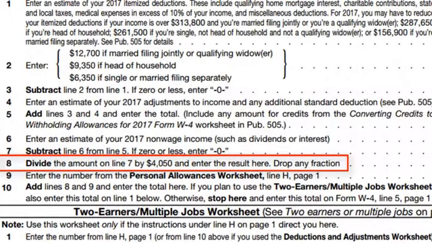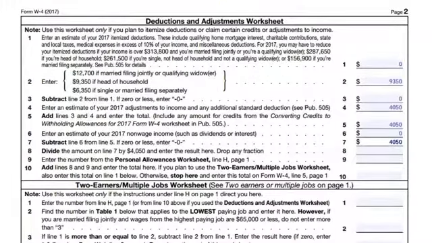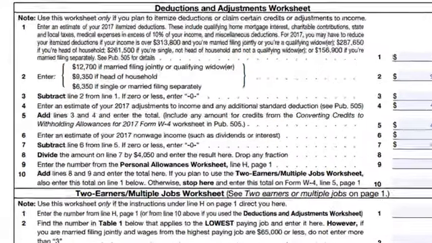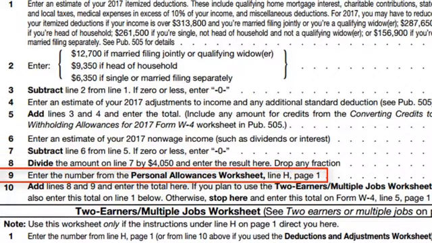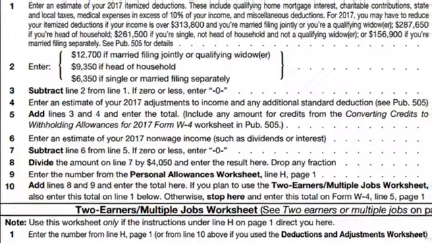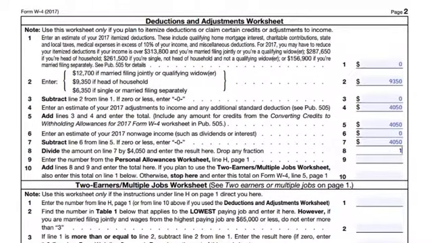Line 8. Divide the amount on line 7 by 4,050 and enter the results here. Drop any fractions. 4,050 divided by 4,050 equals 1. Susan enters 1 on line 8. Line 9. Enter the number from the Personal Allowances Worksheet, line H, page 1. Susan goes to the front of the page and looks at line H and sees the number 9. Susan puts 9 on line 9.